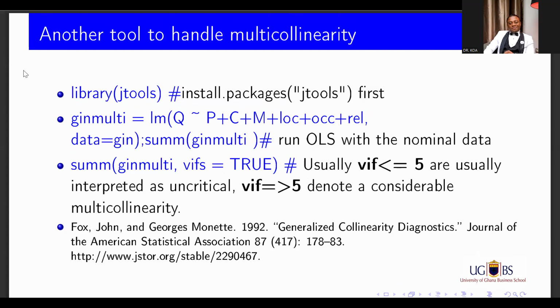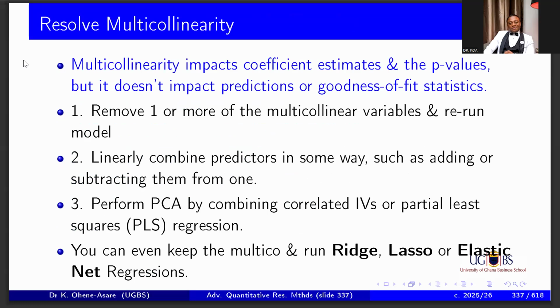All right, let's look at the next thing. So these are the things you can do. How do you handle it? One, remove one or more of the multicollinear variables and rerun the model. We said that. Two, combine some of the predictors.